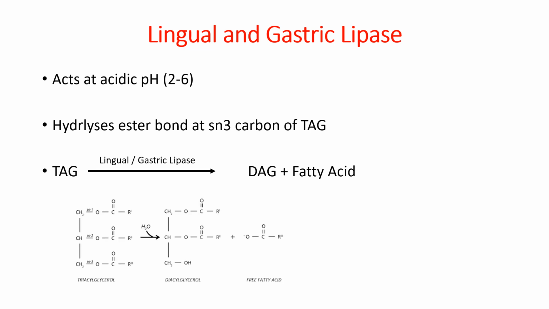If we see the diagram, we can see that at position 1 and position 2, these two bonds are not broken. Only at position 3, this bond is broken, not all of them. That is how this enzyme acts, and obviously the product will be a diacyl glycerol and a fatty acid.